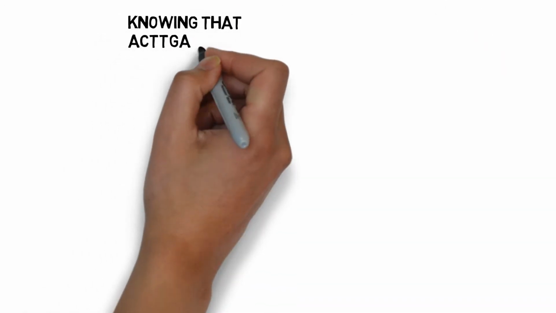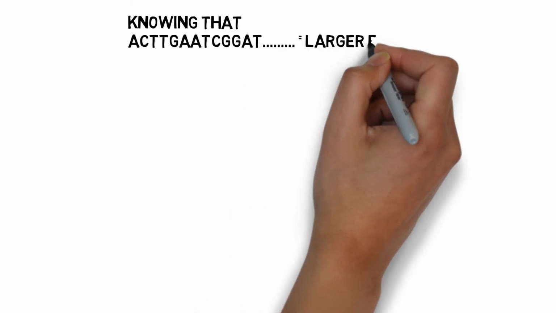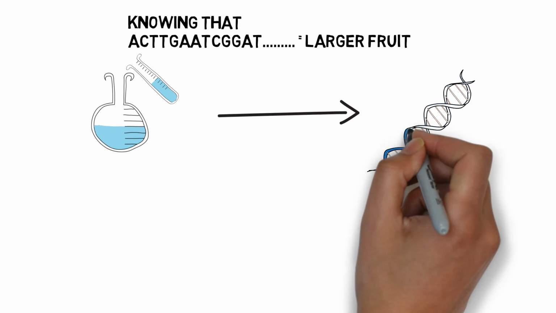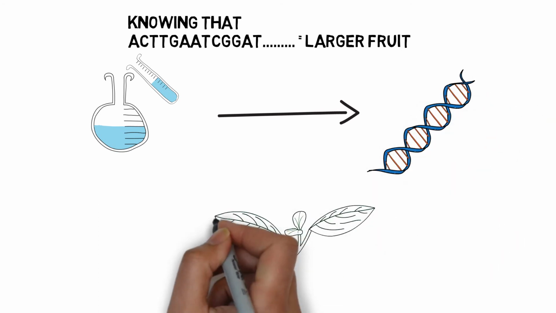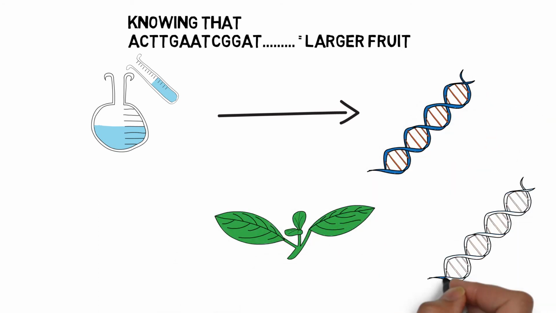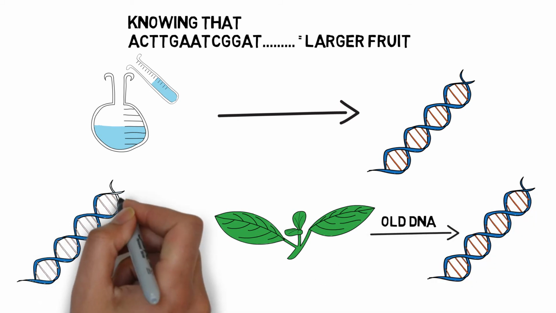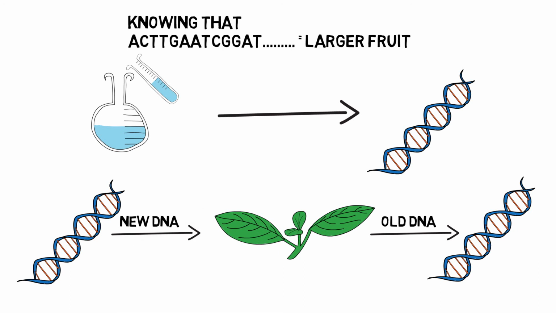Another way of creating GMOs is by first knowing what the correct ACTG code is for the new trait. Then, we would create synthetic DNA with that code. Finally, we would find the gene responsible for the trait we would want to change in our organism and replace it with our artificial DNA.